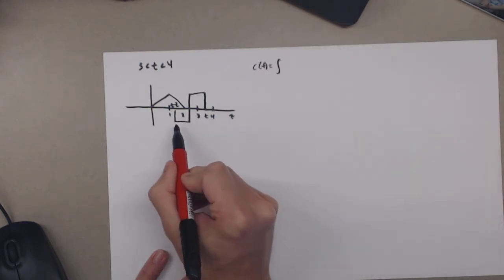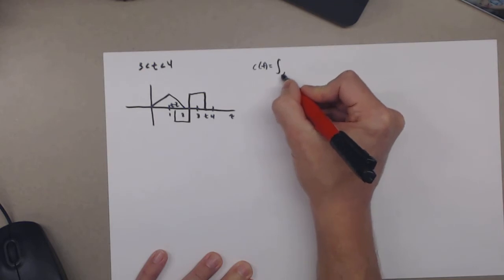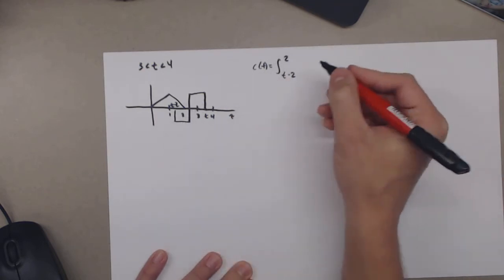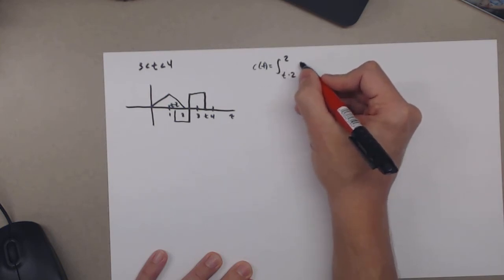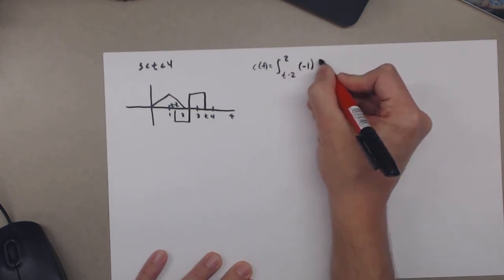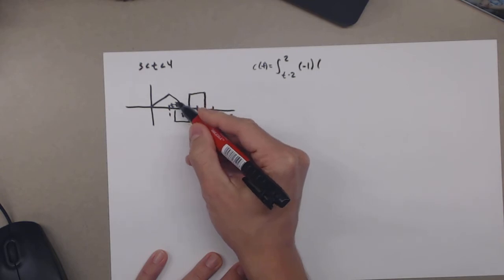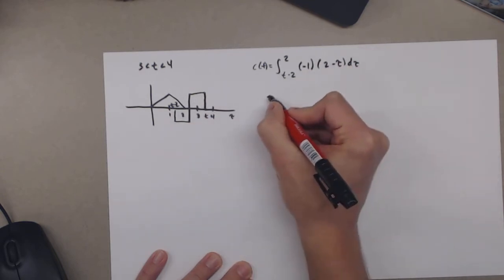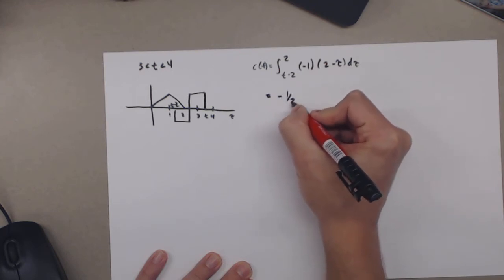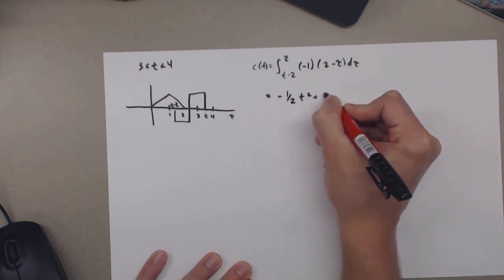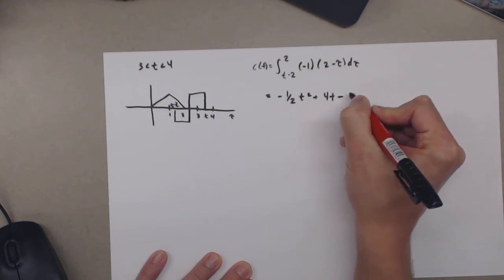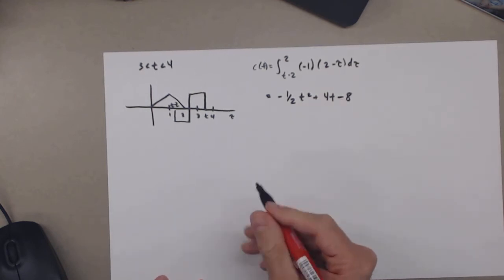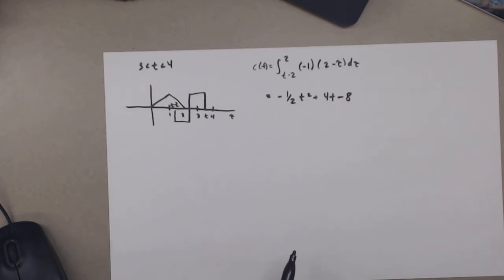Where do we need to integrate? Just between t minus 2 and 2, because otherwise the product of the two functions is 0. So A of t minus tau has a value of minus 1. B of tau has a value of 2 minus tau, d tau. And I can do a bunch of math. Minus 1/2 t squared plus 4t minus 8. So there's my answer. I can organize it a little bit better, but that's the answer.